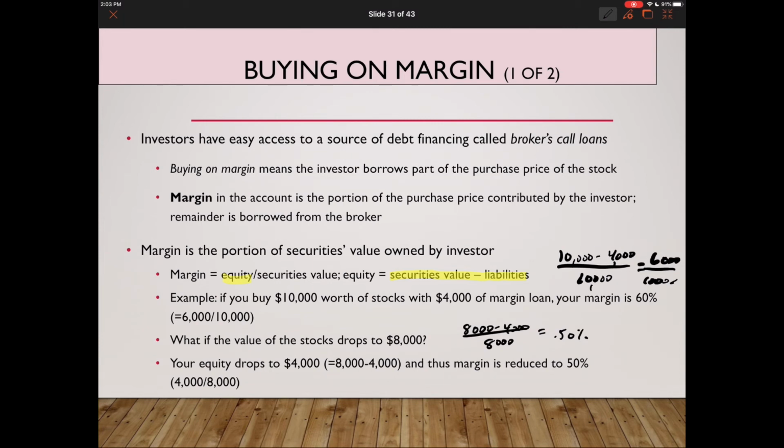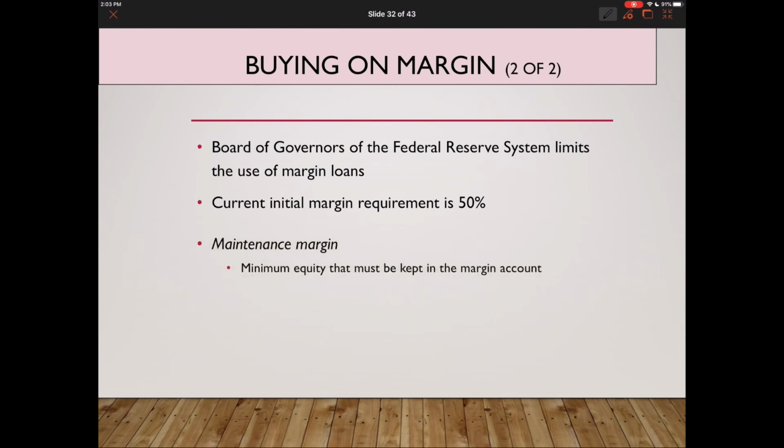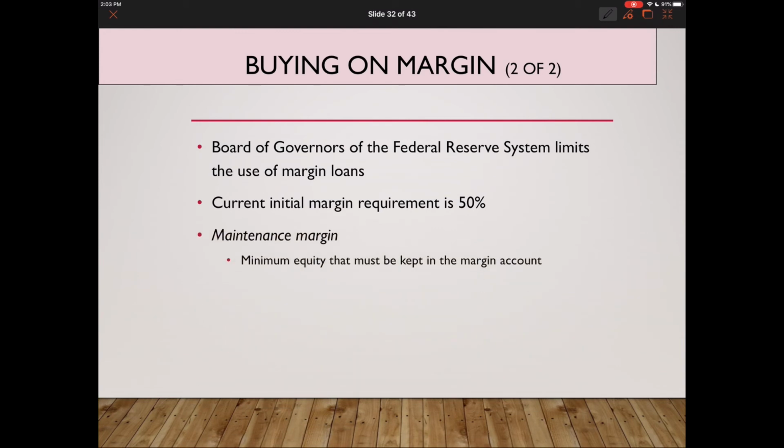Before we get on, just a few more things with buying on margin. The Board of Governors of the Federal Reserve System limits the use of margin loans. The current initial margin requirement is 50%. So you cannot borrow more than 50% of the security value initially. What does happen is that there is a maintenance margin, which is the minimum equity that must be kept in the margin account.